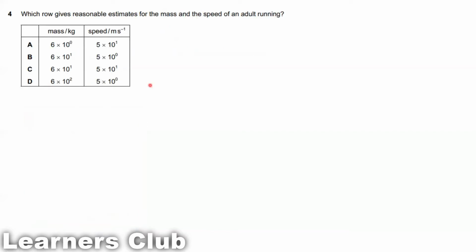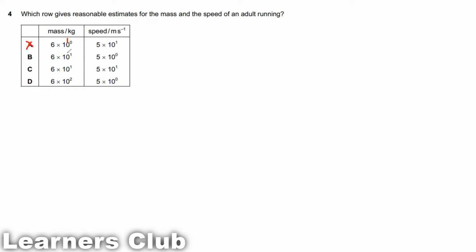Question 4. Which row gives reasonable estimate for the mass and the speed of an adult running? So 10 to the power 0, that's mass. Anything to the power 0 is 1. So 6 into 1 will give you 6 kg. That is not the weight of an adult. It may be probably the weight of a toddler. So option A is not the answer.